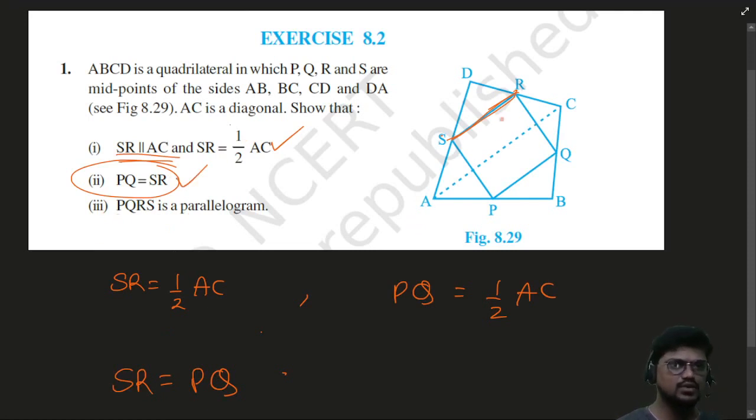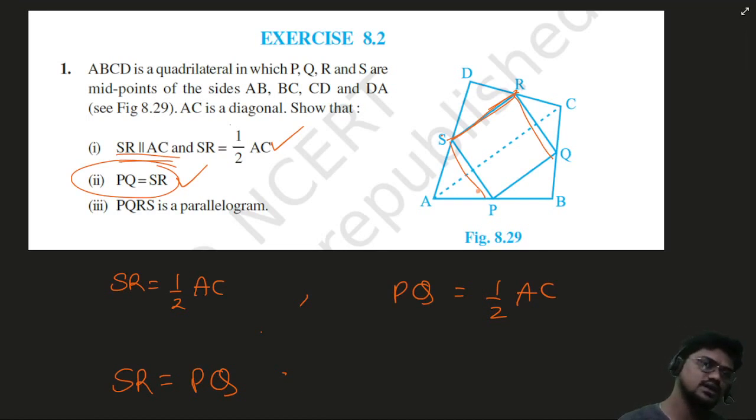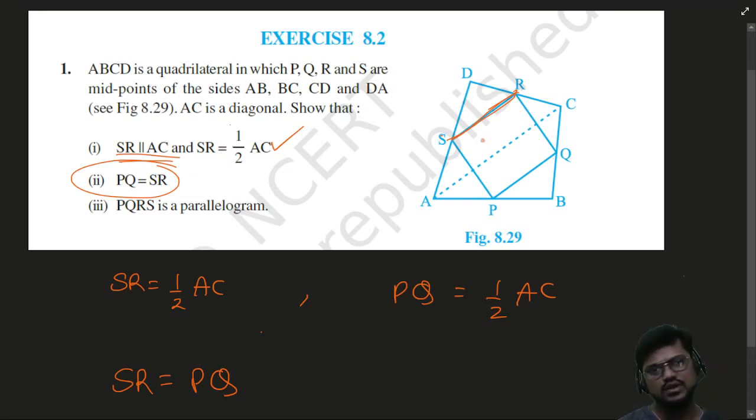Similarly we can prove that RQ is equal to SP, the same way as we have done SR equal to PQ. Or that is also not required. We know that SR is equal to PQ and SR is parallel to PQ. So the quadrilateral will be a parallelogram, since a single pair of opposite sides are equal and parallel. Therefore, the quadrilateral is a parallelogram.